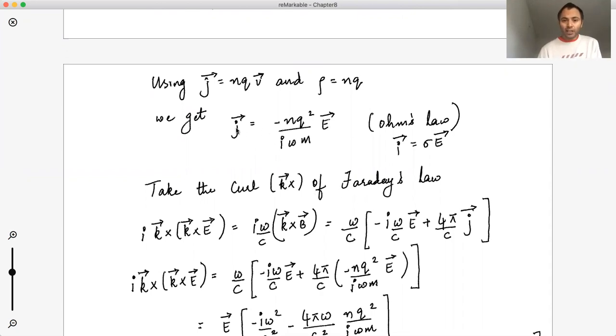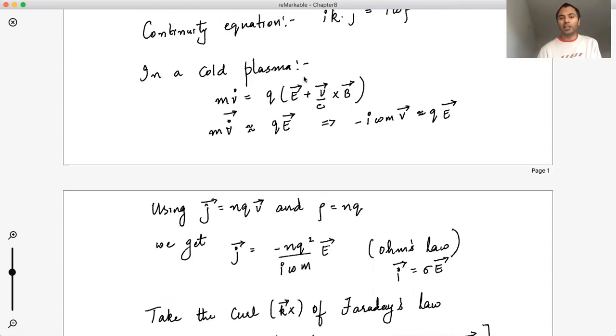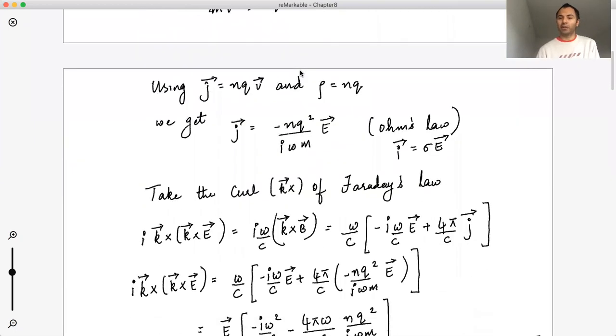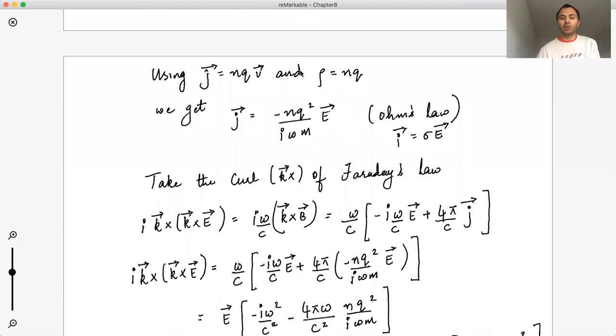Now the current itself, you've just solved for the current using the dynamics of the electron, right? So this is a standard procedure to figure out waves in a plasma, is to do the same things with Maxwell's equations, where you take curl of Faraday's law and substitute Ampere's law. And then in the end, you need some kind of a relationship between the current and the fields, right? And so that relationship comes from the dynamics of the charges.